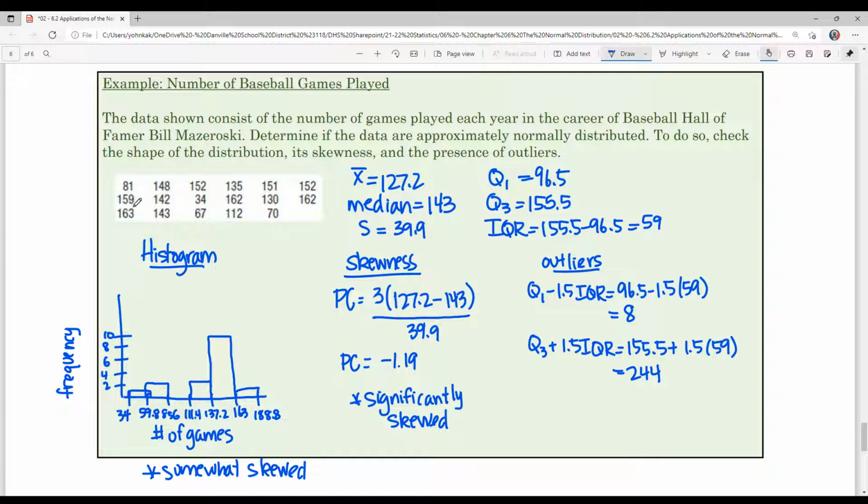So if I go back to my data, is there anything smaller than 8 or greater than 244? I do not see any outliers. However, that's okay. We don't have to have outliers in order to have a skewed distribution, but together, the somewhat skewed histogram, the significantly skewed Pearson coefficient, and no outliers is still going to say, no, the data are negatively skewed.